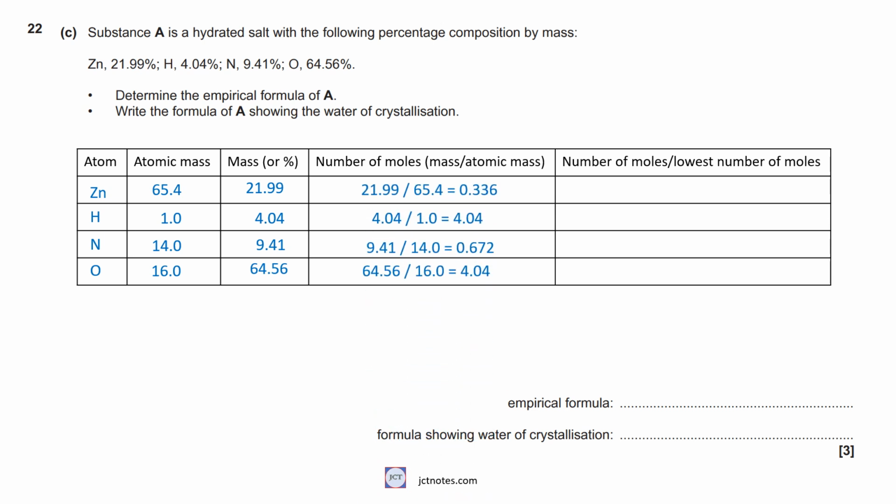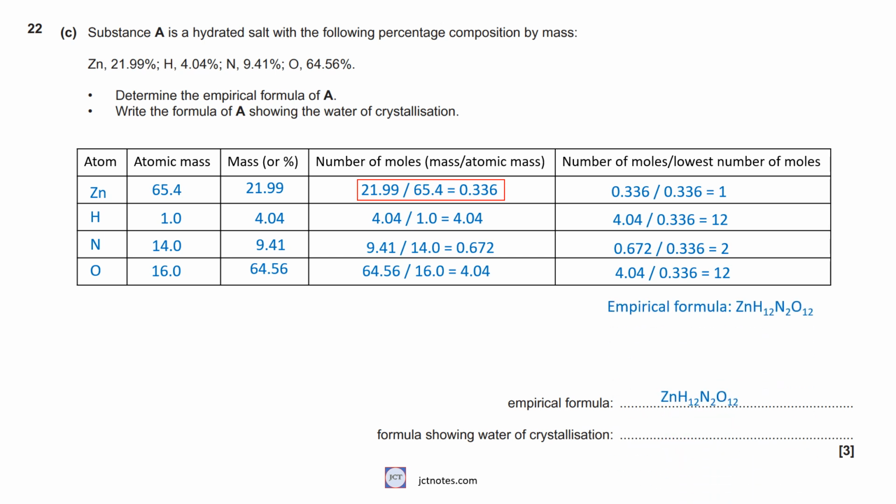In this case, the lowest number obtained in the fourth column is 0.336. So, in the fifth column we divide each number obtained in the fourth column by 0.336. The numbers obtained in this column give us the empirical formula. That is 1 atom of zinc, 12 of hydrogen, 2 of nitrogen and 12 of oxygen.